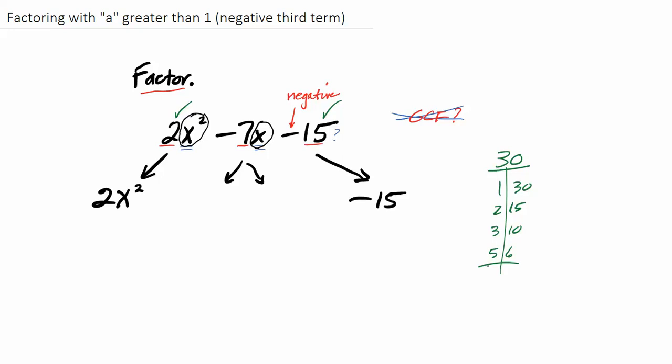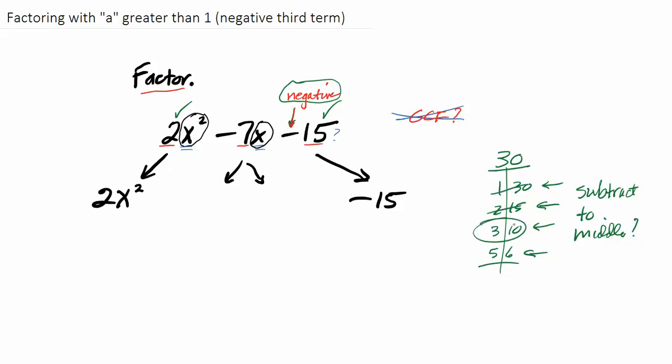So, in the last video, you noticed that we looked to these to see what would add to the middle number. But because the last one's a negative, think if it's a minus, then we're going to subtract to the middle number. In other words, what 2 factors will subtract to the middle number? So you're going to ask that. Well, the only way to get a 7 by subtracting any of these is the 3 and the 10. Okay, so we found the 2 numbers that will subtract to a 7. Now, we need it to be a negative 7.